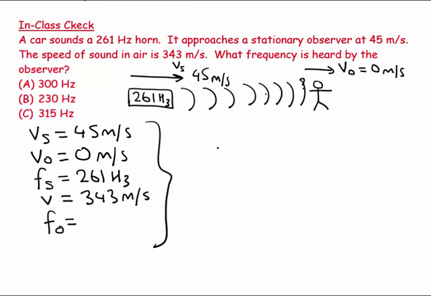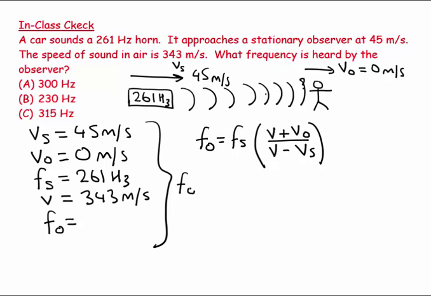So there is a governing equation, and the governing equation is that the frequency observed is equal to the frequency of the source modified by a ratio, which is the velocity of sound in air added to the velocity of the observer, divided by the velocity of sound in air minus the velocity of the source. So let's put our numbers in.